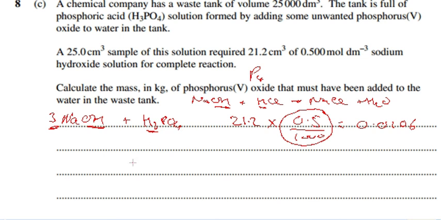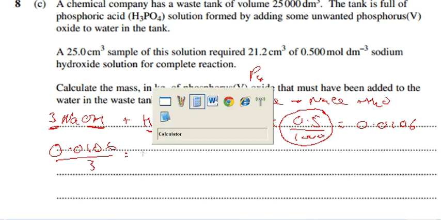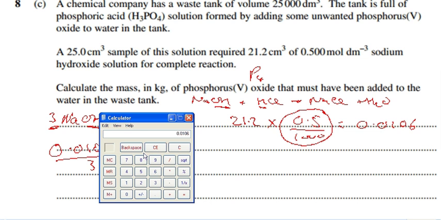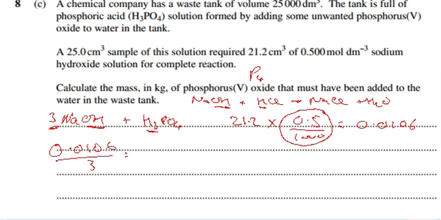So now I need to know the mass in kilograms, so I need to know the Mr of P2O5. I'm going to put this on pause and get my periodic table. Okay, so going through my periodic table, P2O5 has an Mr of 142.